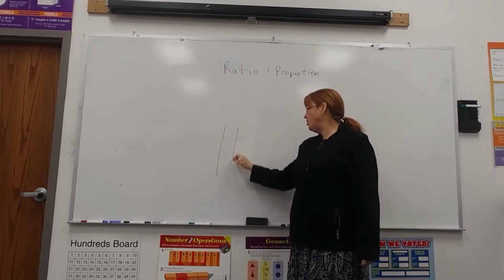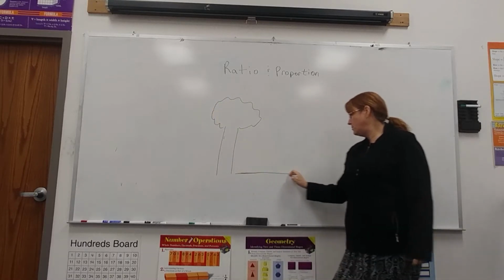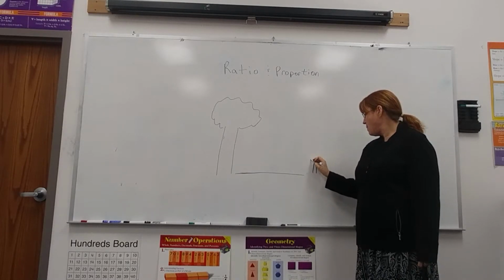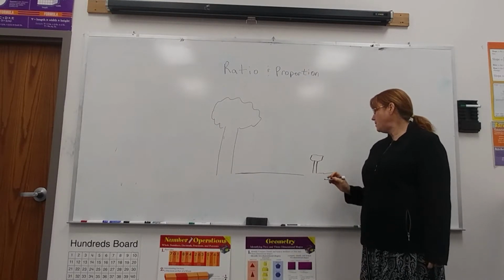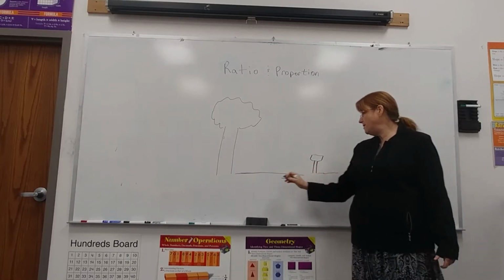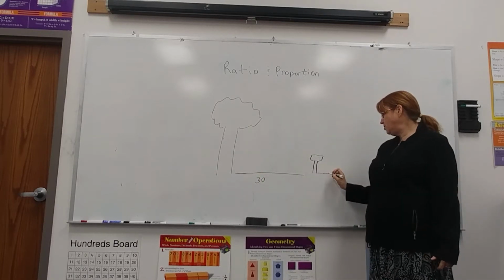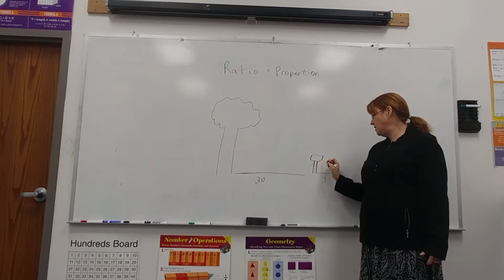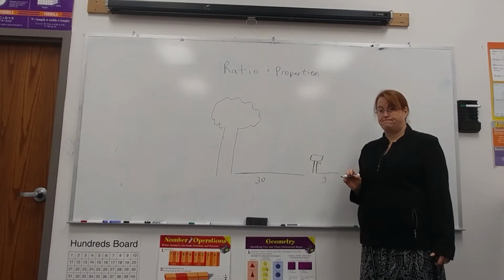Here you have this big, tall tree, and it casts a shadow that long. And here you have this little mailbox, and it casts a shadow that long. We can measure the length of the shadow because it's on the ground. So they might say the length of this shadow is 30 feet. The length of this shadow is 3 feet. We know the height of this mailbox, we're going to say, is 4 feet. And we don't know the height of that tree.